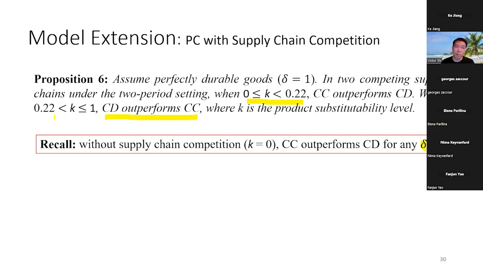As long as the competition is kind of high, above 0.22, the range is very large. If K is anywhere between 0 and 1, this range is only about 22% of the whole range. Only 22% of the time will complete centralization be better. Most of the time, when the substitutability level is high enough, complete decentralization is better. So again, which one is better depends on the competition level a lot.